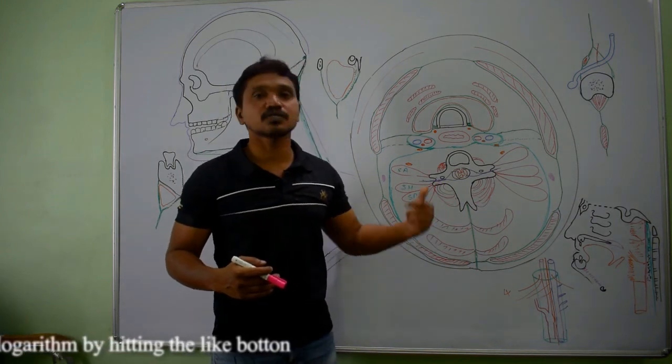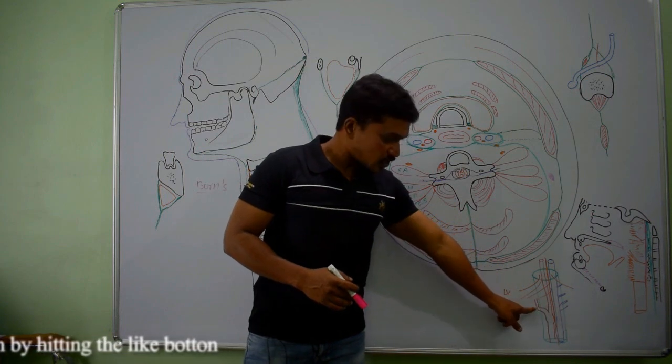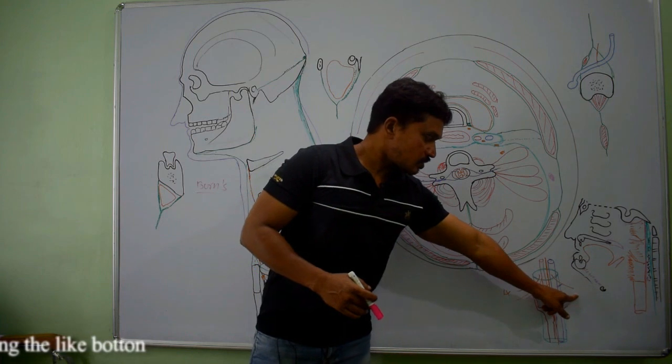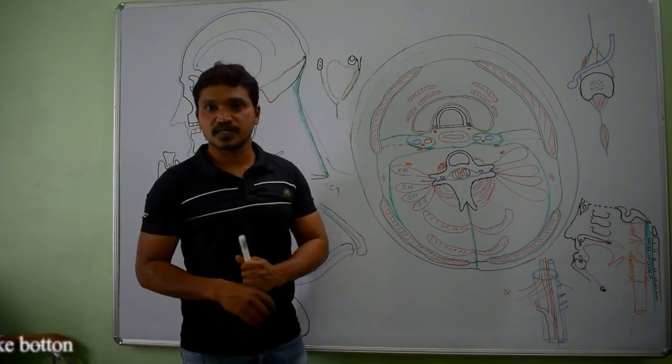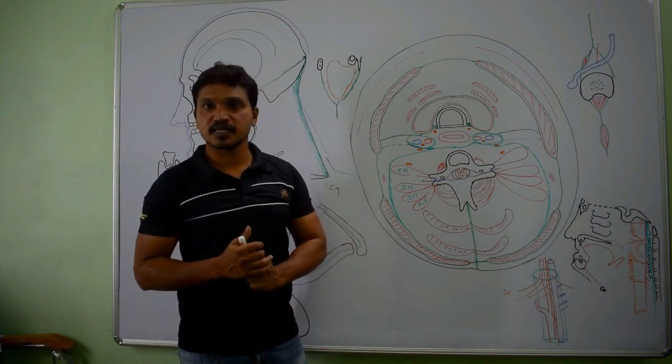Then what are the structures which pierce the carotid sheath? Tributaries of the internal jugular vein, external carotid artery, branches of the vagus nerve, 9th cranial nerve, 11th cranial nerve, and 12th cranial nerve. These are the structures piercing the carotid sheath. So this is the summary of deep cervical fascia. That's it for this session.